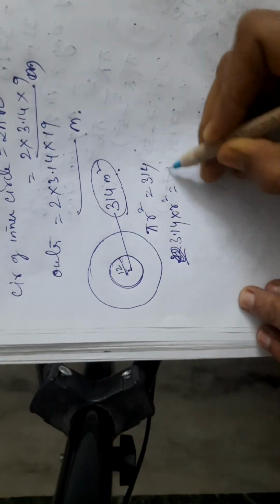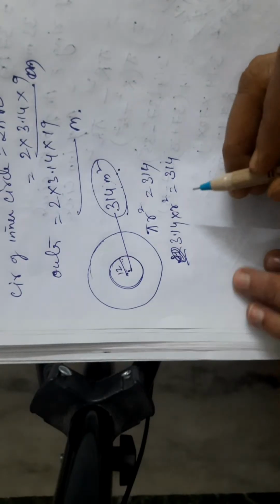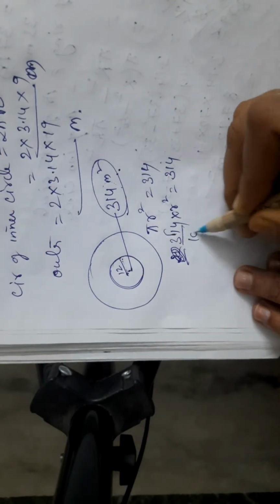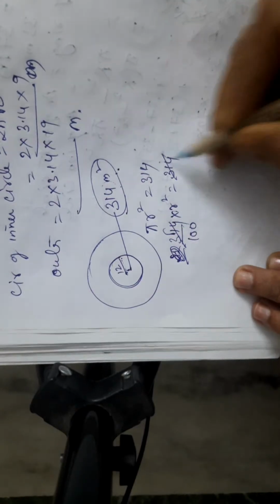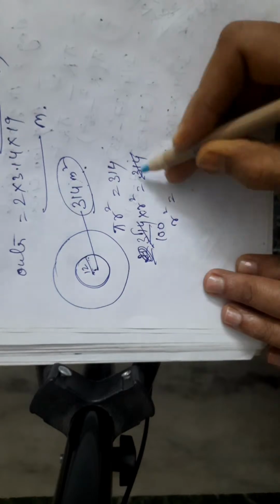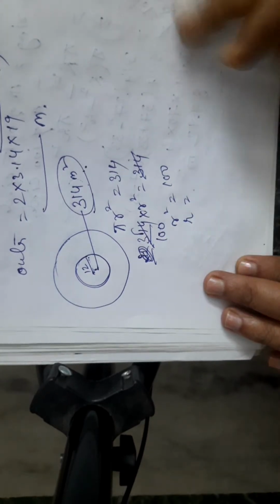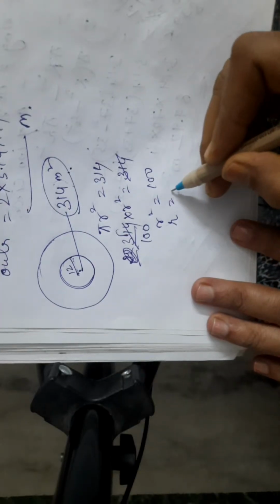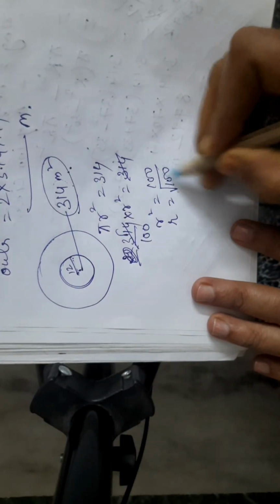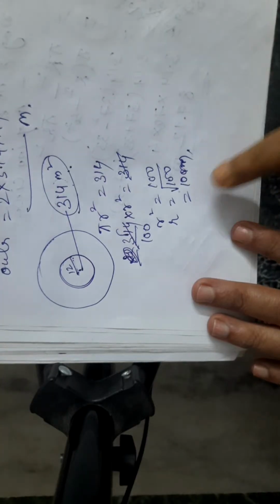Pi value is 3.14. R square, the radius we need to find out. Here, remove the decimal. 314 will get cancelled. So R square is 100. Having done cross multiplication, the value of R is root of 100, it's 10. We got radius 10.